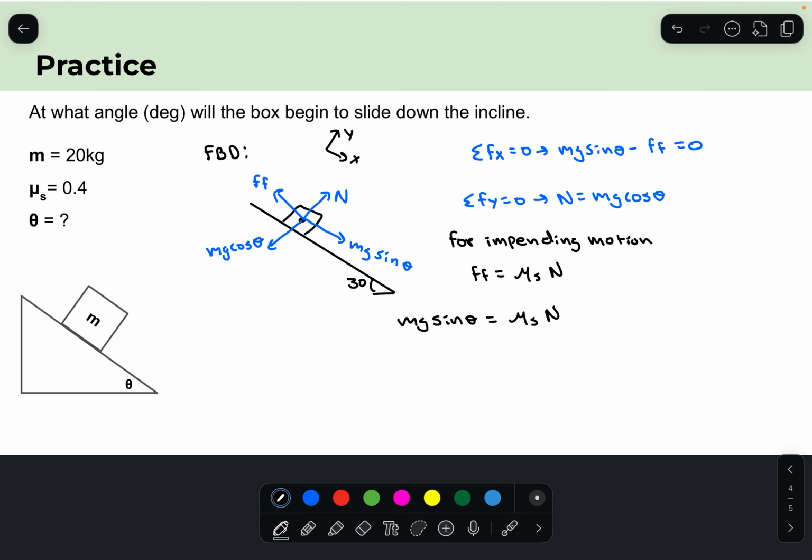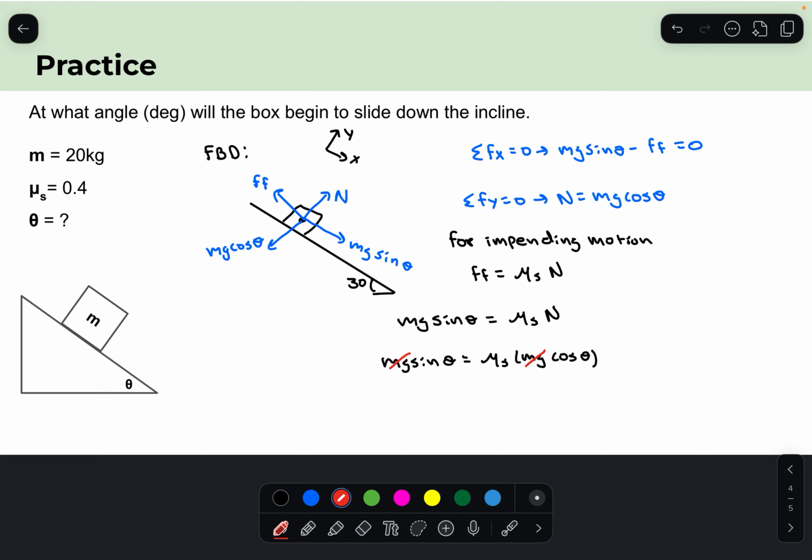Cool. So now all we need is to get this equation into terms of common variables. We don't know what n is, we don't know what theta is. We do know m and we do know g. So all I'm going to do is plug in this for n, just a simple substitution method here for two equations. So this simply becomes mg sine of theta is equal to mu s times mg cosine of theta. What's sweet about this now is that these mg's, because they are on both sides of the equation, can cancel out.